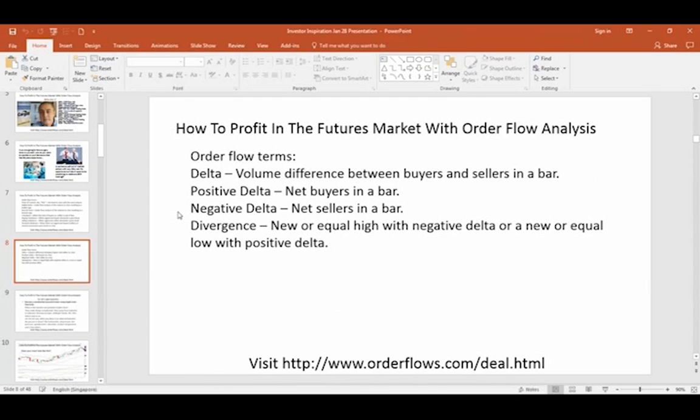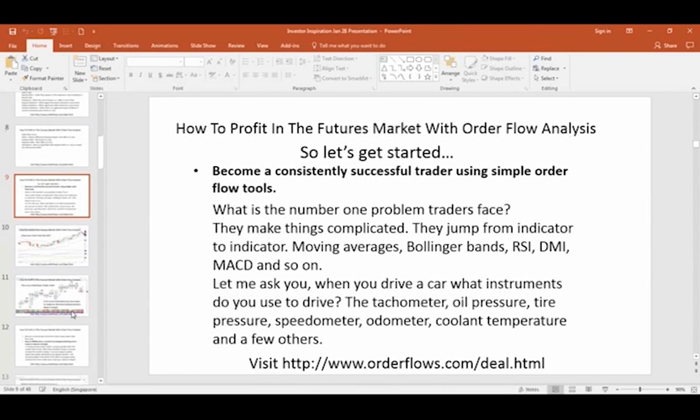And a few more terms. Delta is the volume difference between buyers and sellers in a bar. A positive delta is the net buyers in a bar. A negative delta is the net sellers in a bar. And the divergence in order flow is when you have a new or equal high with negative delta, or a new or equal low with positive delta.